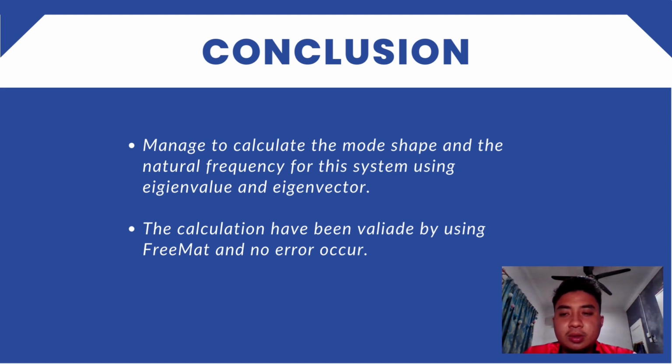For the conclusion of this group project regarding the vibration of the stacked washing machine and dryer, we managed to calculate the mode shape and the natural frequency for this system using the eigenvalue and eigenvector. For the conclusion also, we have validated by using Freemat and no error occurred in the Freemat. We also can implement what we have learned in class in this group project.